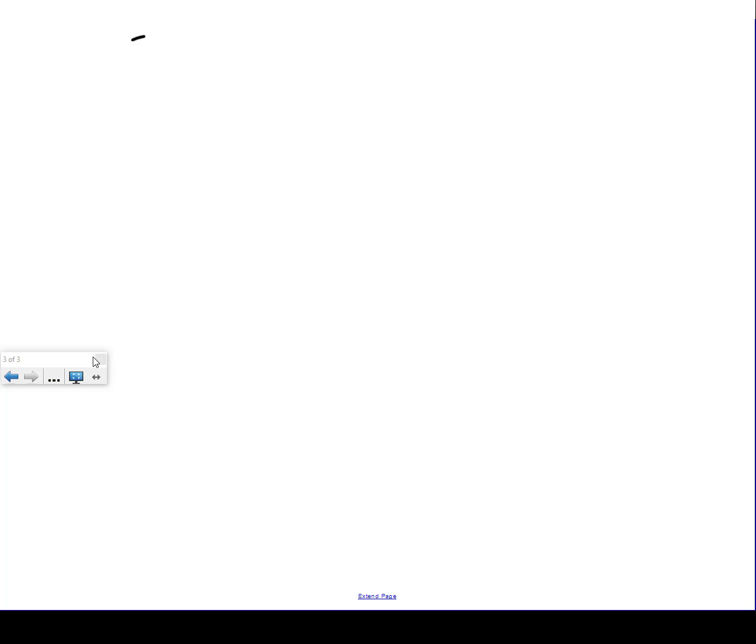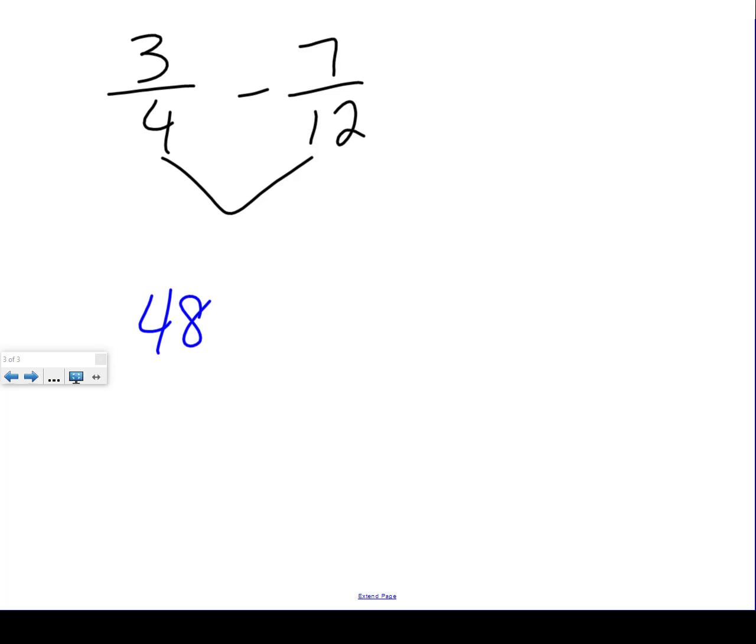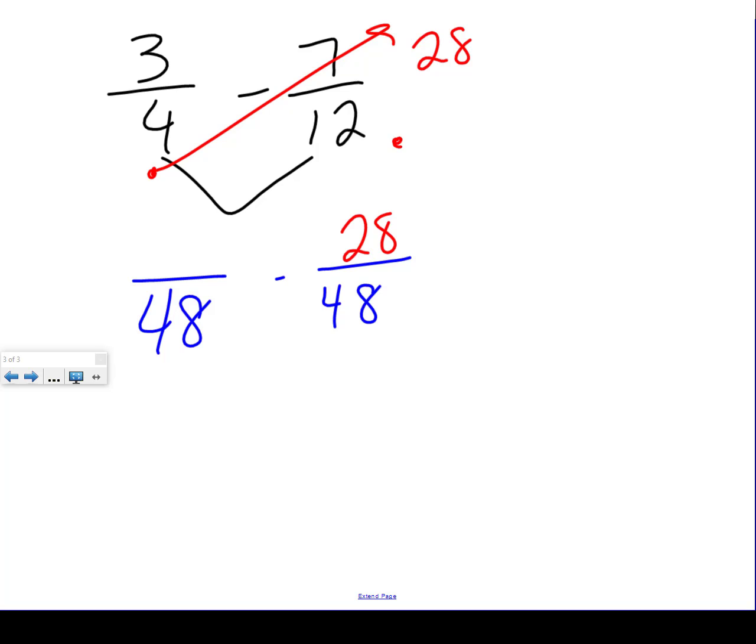Let's do 3/4 minus 7/12. The denominators do not match. I multiply them together, and I end up with 48 as a new denominator for both pieces. I multiply in the diagonal from bottom to top and get 28. Multiply from bottom to top on the other one and get 36.